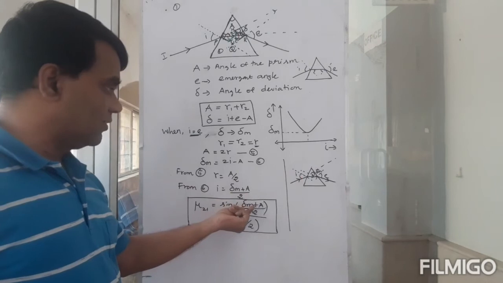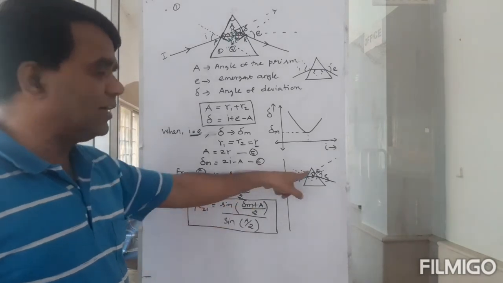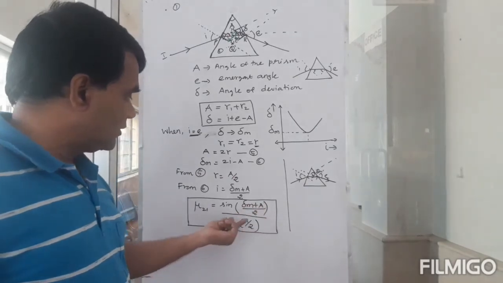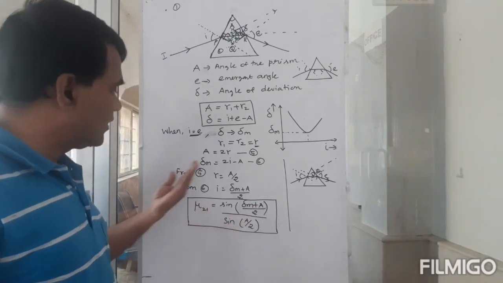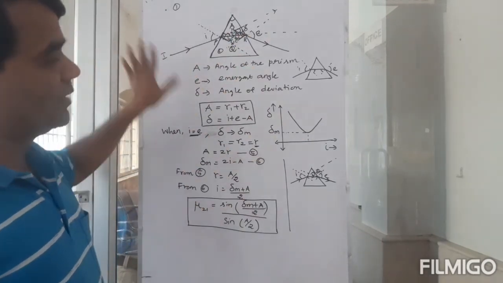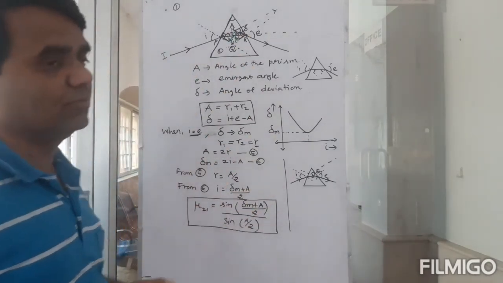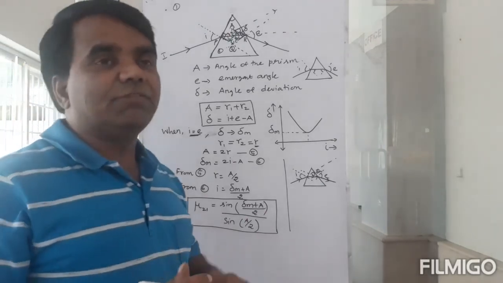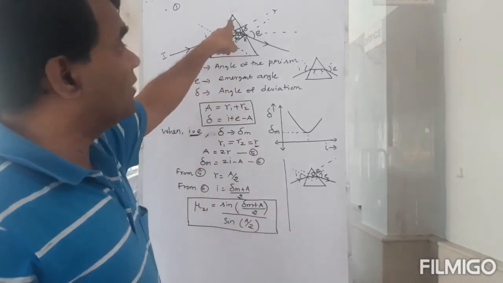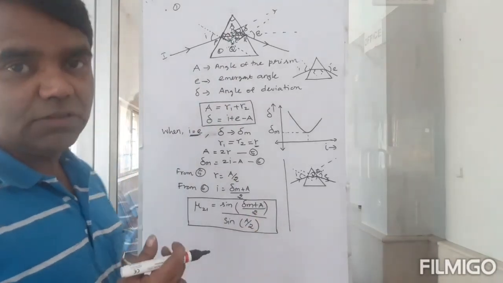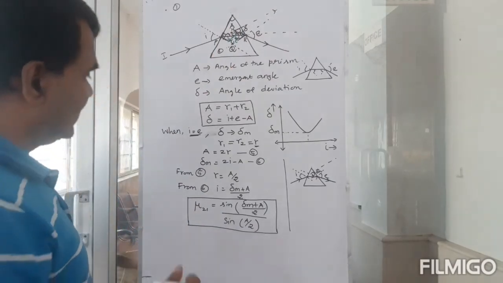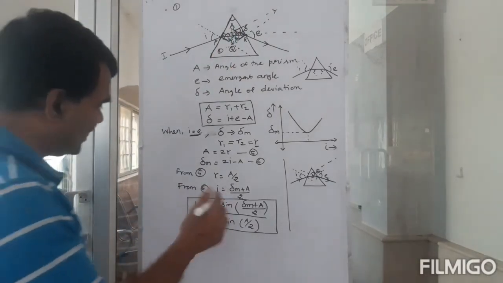Then put the angle here: sine of (delta M plus A) by 2, where A is the angle of the prism, divided by sine A by 2, that will give me the refractive index of this prism. So this is the general equation. If it's a very thin prism, what will happen? A will be a very small quantity. So if A is going to be a very small quantity, delta M will also be a very small quantity. In that case, I can drop the sine signs.